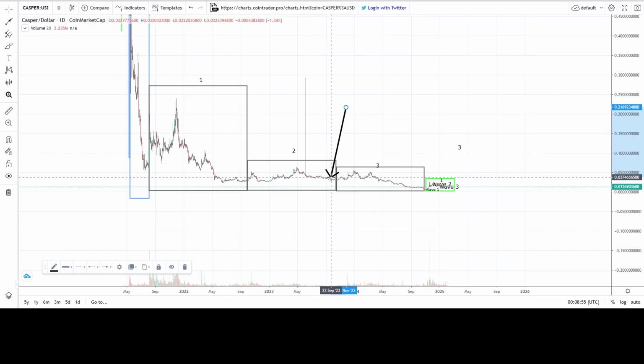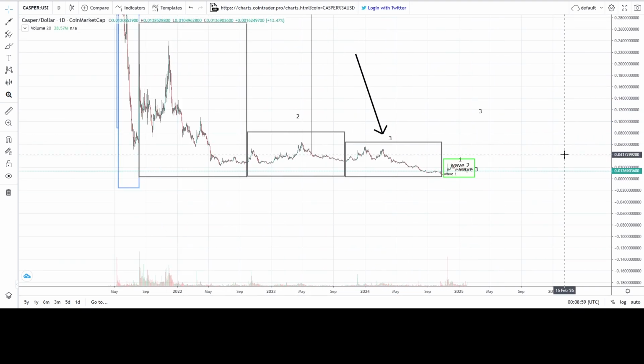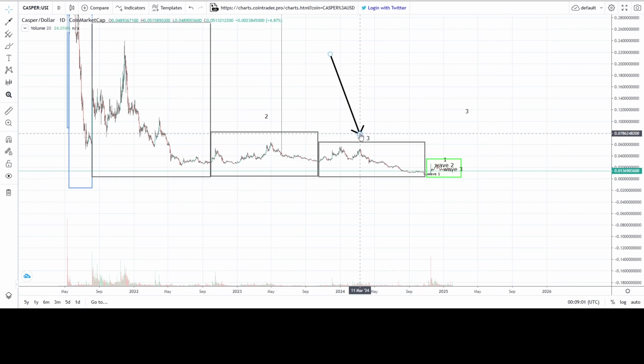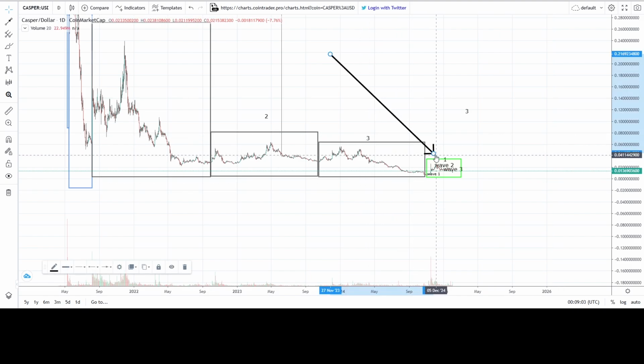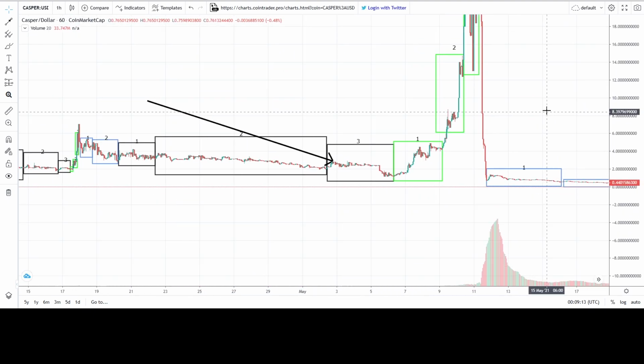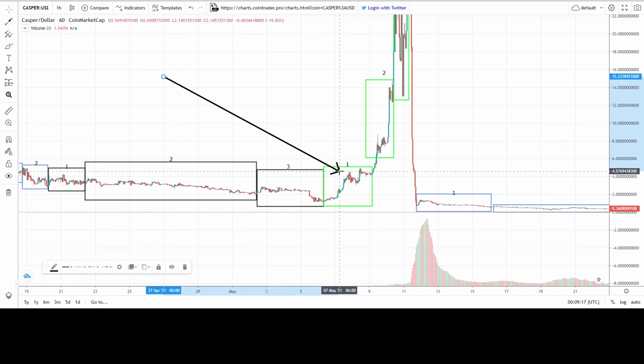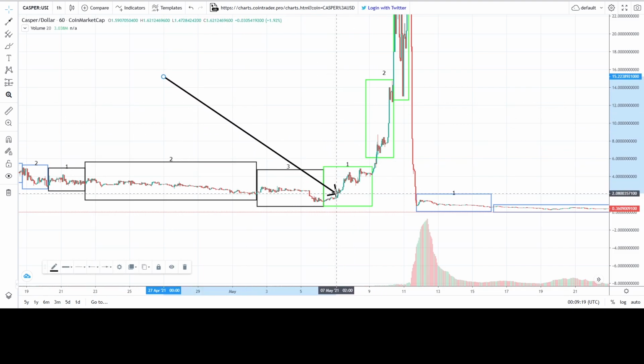It took a really long time for this one to play out. It really took the cake as far as time goes. So now we're here. What is going on over here? Well, to understand what happens here, let's jump back to the original structure. So this is the beginning of the bull run structure, this first green box. This is what we are essentially doing.